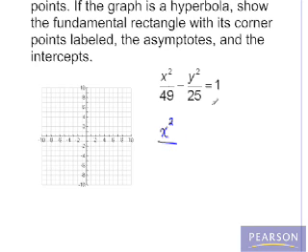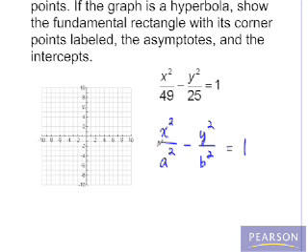So I want you to compare this equation to x squared over a squared minus y squared over b squared equals 1. And if our equation of a hyperbola can be written in this form, because it's equal to 1, we have a center at 0, 0, and we have x-intercepts because our x squared over a squared term is first. This hyperbola will have x-intercepts and not y-intercepts.